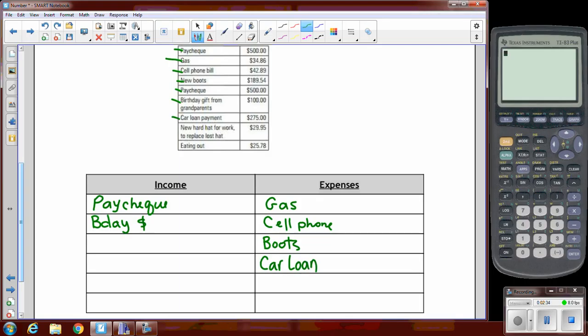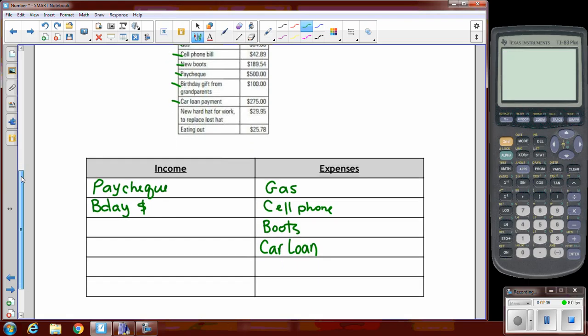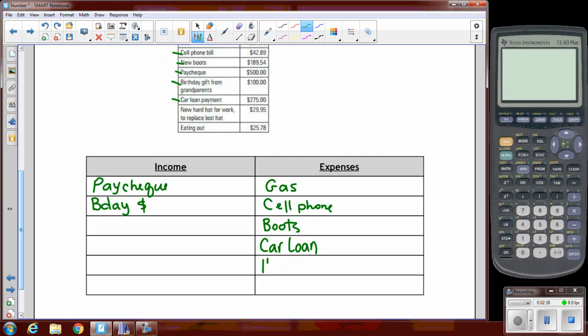New hard hat for work to replace the hat you lost. So the hard hat is here. It's an expense. And eating out, when you eat out, you have to pay money. So that's another expense. So we've labeled them as income or expenses.